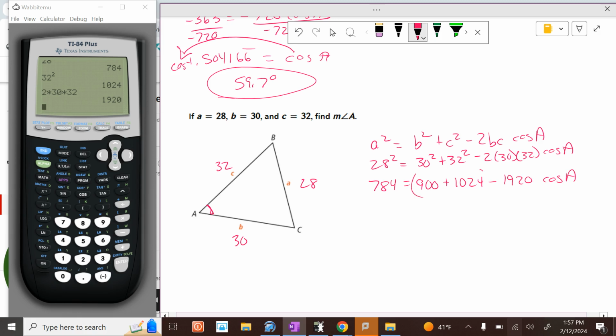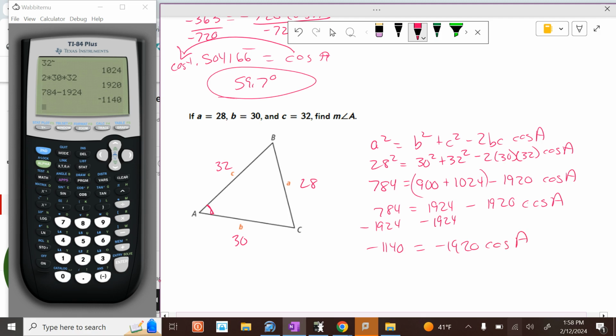Now you can add these two up, but you cannot subtract them from the other one. You have to subtract it from both sides. So you have to take 784 minus 1924 to get negative 1140 equals negative 1920 cosine of A. Divide by negative 1920. So the cosine of A equals whatever that long decimal is.